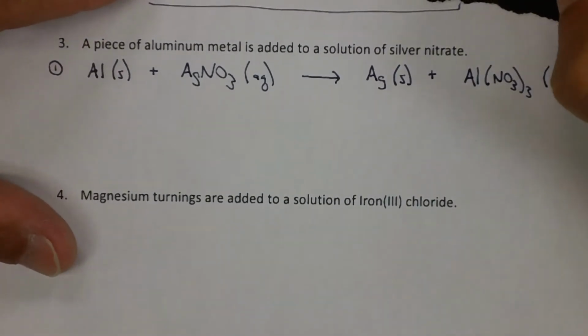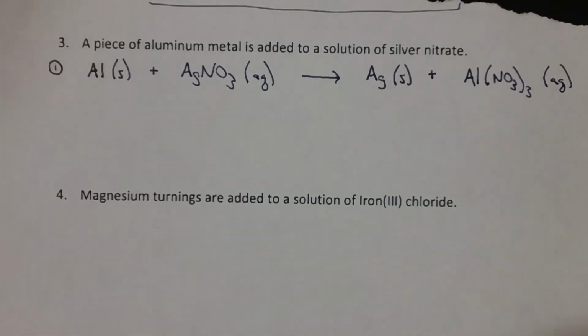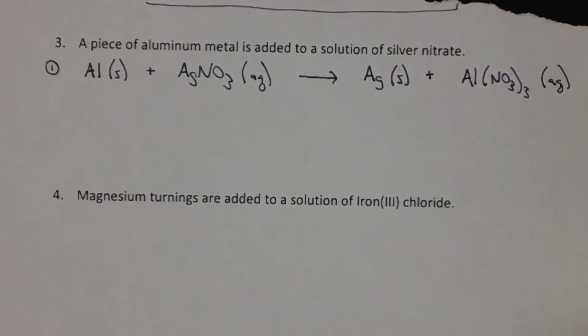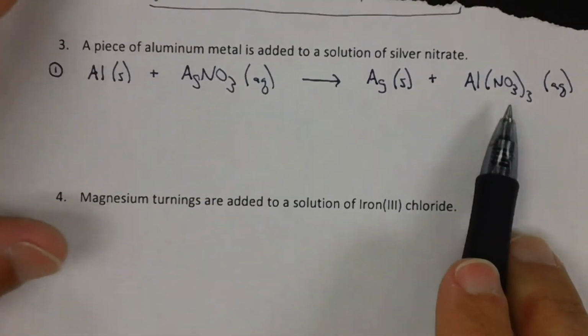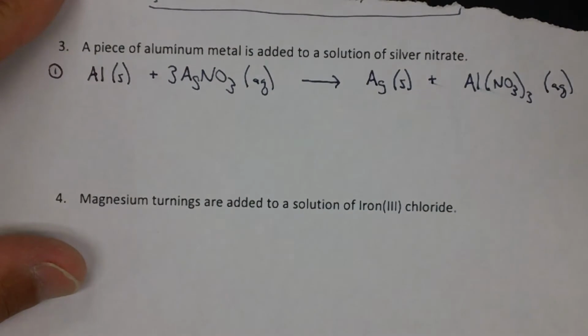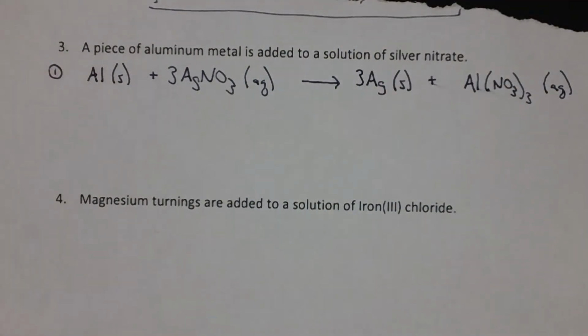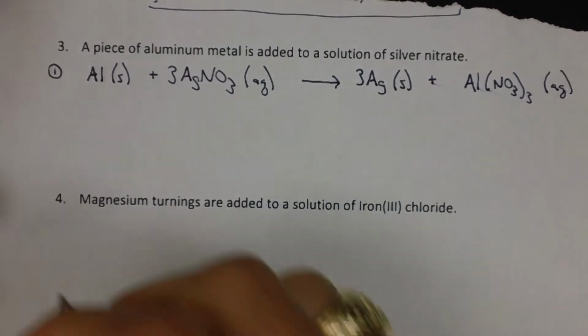So we end up with aluminum nitrate. That's going to be aqueous. How do I know it's aqueous? Because nitrate is always soluble from those solubility guidelines in the last video. We do need to come in and balance this equation. There's 3 nitrates here. That gives us 3 nitrates there. That gives us 3 silvers we have to put on both sides. So that's step number 1. Write the equation, balance the equation.